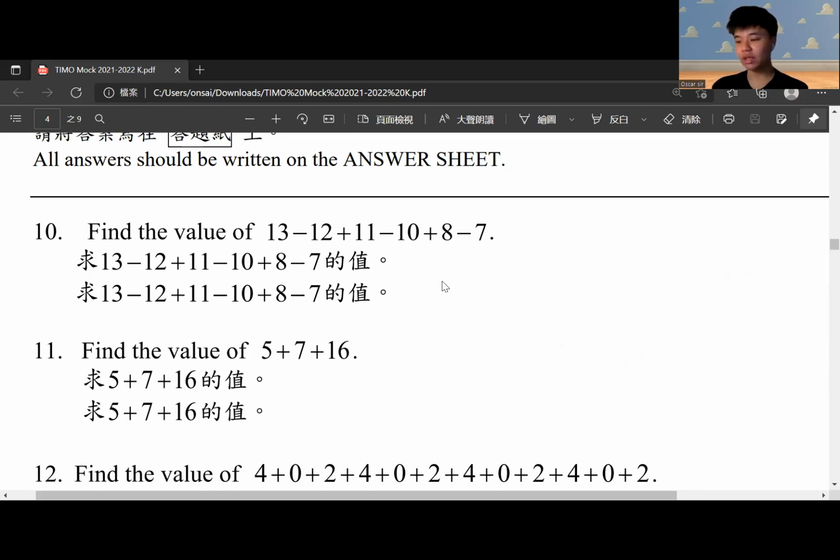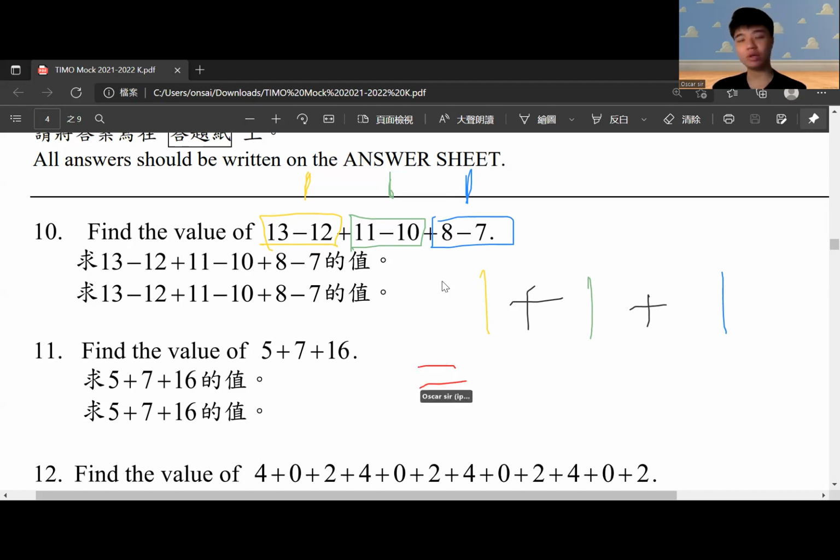We can observe it. 13 minus 12 is 1, right? Then 11 minus 10 is 1 also. 8 minus 7 is 1 also. So we can just easily add them all. I use the color to distinguish it. The yellow one is just for the yellow one. So we can do it very easily in this way. How much is this? What is the answer? Three. Okay, the answer is three.